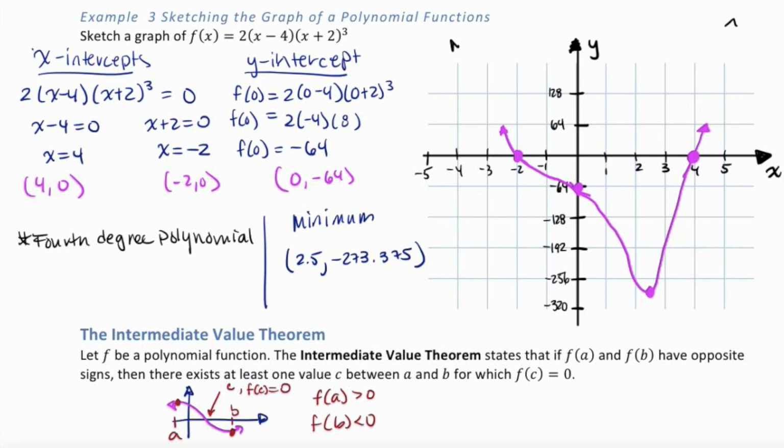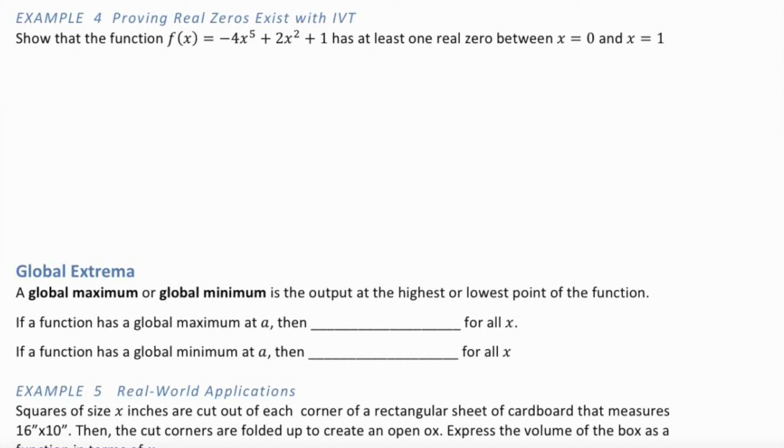Let's turn now to the last page of the section 3.4 notes. We're going to use the intermediate value theorem for an example and then discuss global extrema and do a real-life application. Example 4, proving real zeros exist with the intermediate value theorem. Show that the function f of x equals negative 4x to the fifth plus 2x squared plus 1 has at least one real zero between x equals 0 and x equals 1.